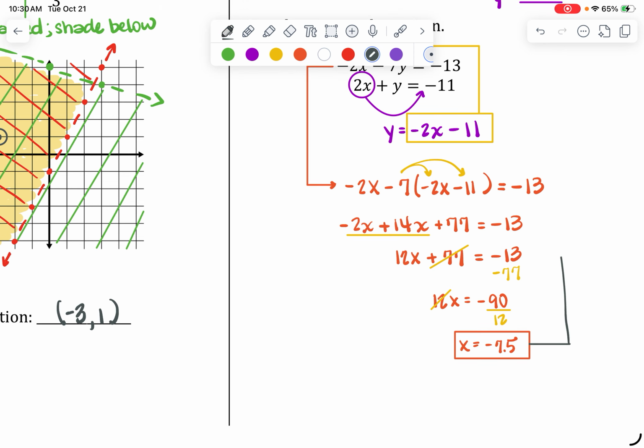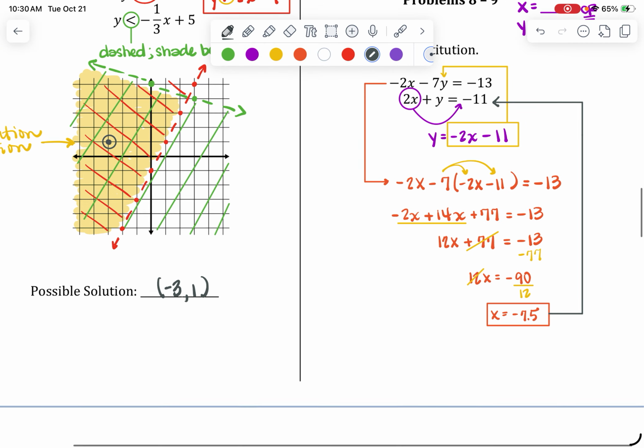Okay, so I'm going to go up here, and I'm going to go back to my y equals. Or you can go back to one of your original, you know what? I'm going to practice what I preach here. I'm going to go back to one of my original equations, because if I mess that up, then I don't want to use something that I did wrong. So here we go. So 2x, which was -7.5, plus y equals -11.